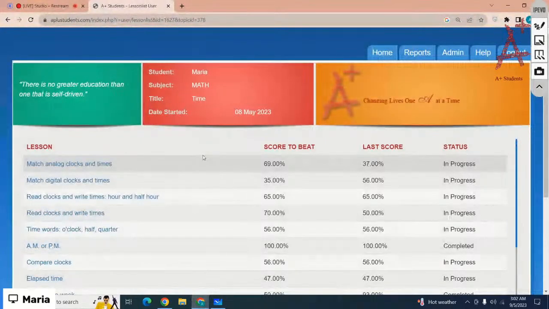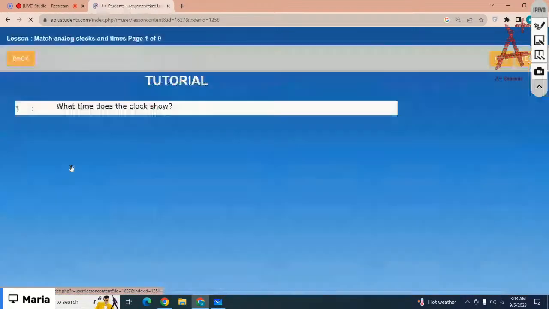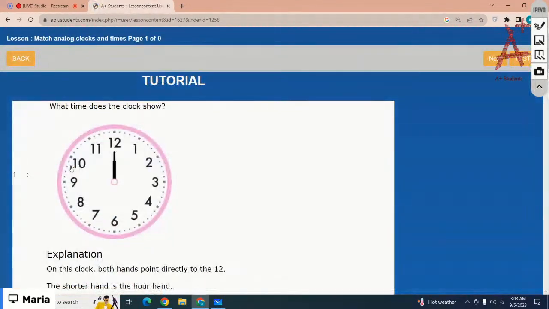Okay, here I am on grade 2 math. The chapter we're working on is time. Let's just start with the first lesson, that is match analog clocks and time. What time does the clock show?